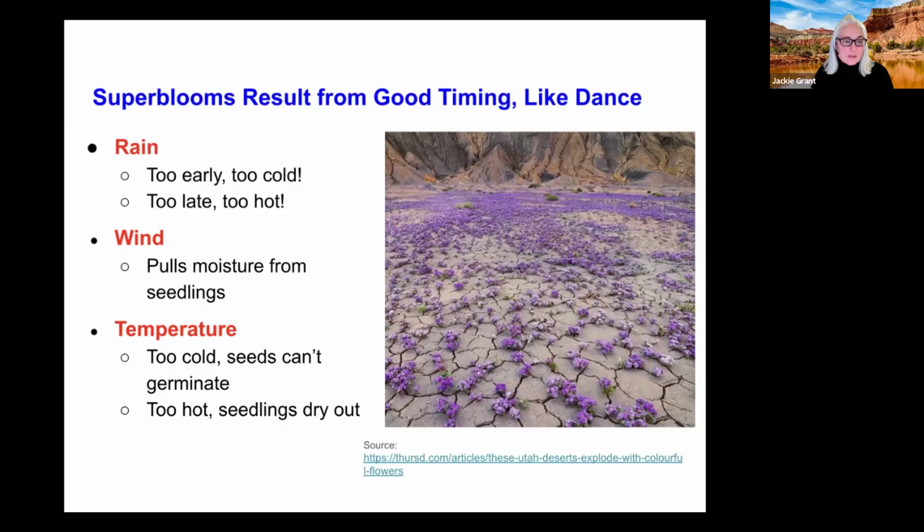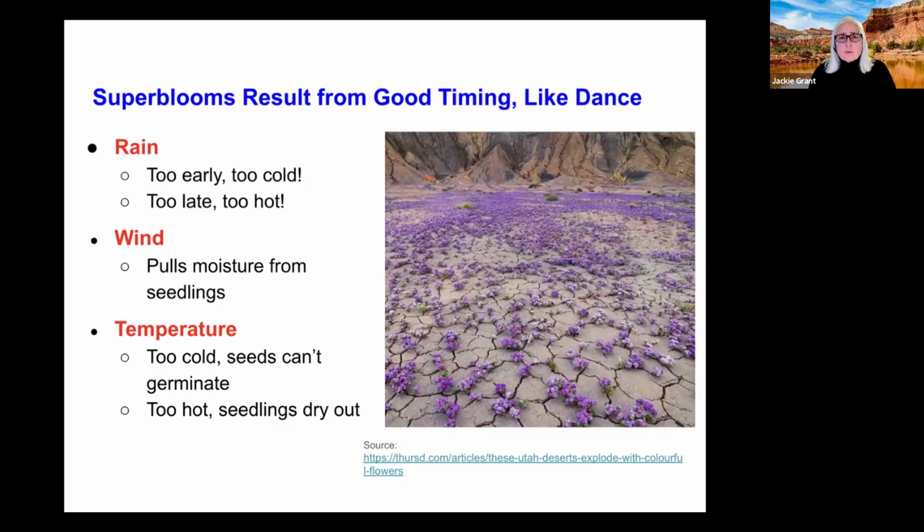But back to the slide, just like a super bloom, or just like dancing, super blooms result from good timing. So if there is too much rain too early, then it'll be too cold for the flowers and for the seeds to sprout. And if the rain comes too late, it will have been too hot and the seeds don't germinate because they get fried.